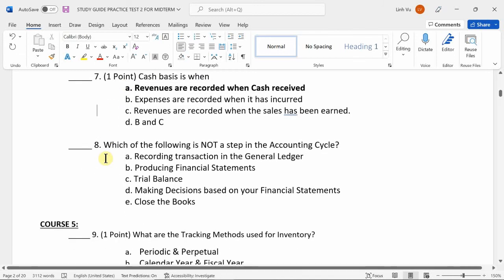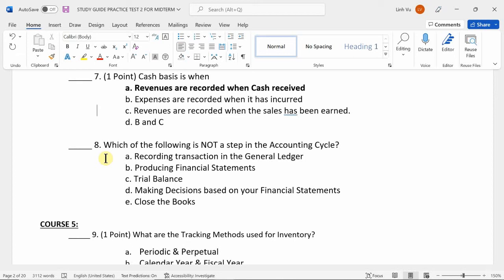Which of the following is not a step in the accounting cycle? So once again, let's take a look. Recording transactions in the general ledger. Yes, that is step 4. And then B says producing financial statements. Yes, that is step 8. Letter C says trial balance. Yes, that is step 5.